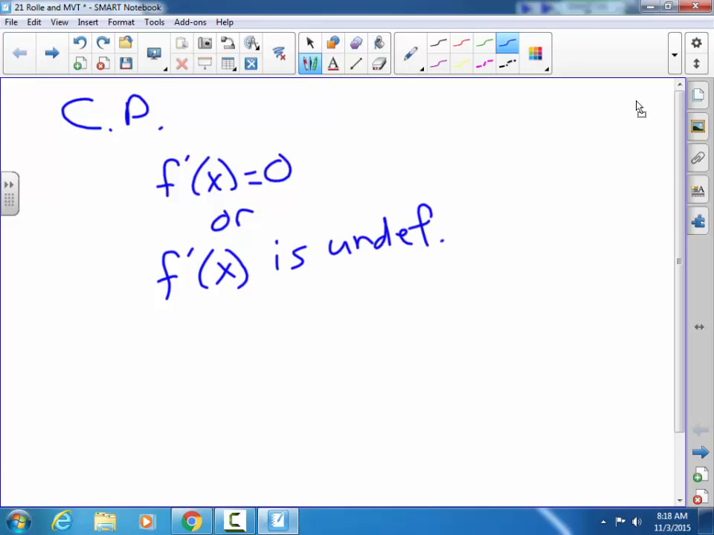Now, why are critical points critical? What happens at critical points? Anyone remember? Things change, okay? Can we be a little bit more specific? Okay, the direction of the function changes. And what can occur at those points because the direction of the function changes? That's right. Extreme values.